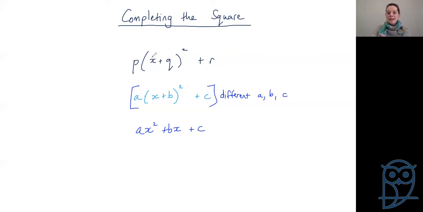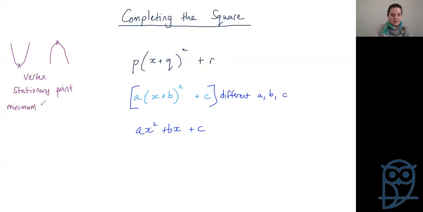So this is what the format looks like. What are we using it for? The big thing is understanding our quadratics. If we have a quadratic, remember we have either a happy face or a sad face. Each of those has a vertex, also known as a stationary point, also known as, in this case, a minimum. And in the case on the right-hand side, we have a maximum.